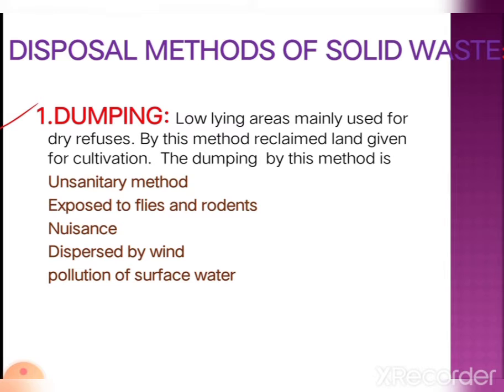Whenever you have been seen, maybe in your locality or in the street, most of the household wastes have been thrown beside the road. So here, what is meant by dumping? Low lying areas are mainly used for dry refuse. By this method, reclaimed land is given for cultivation. The dumping by this method is what we are using for the dumping process.